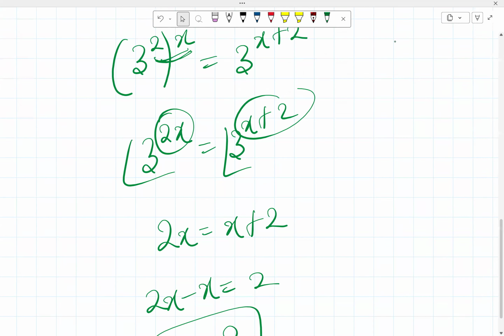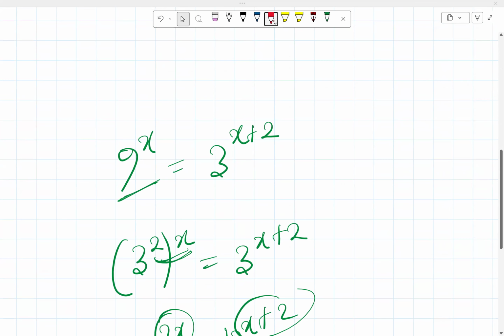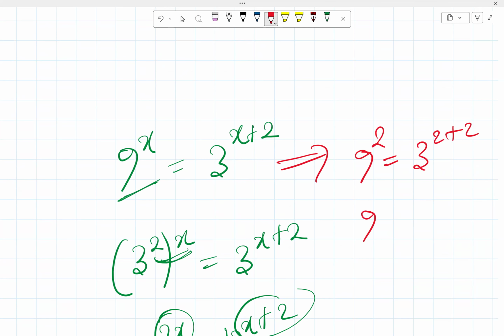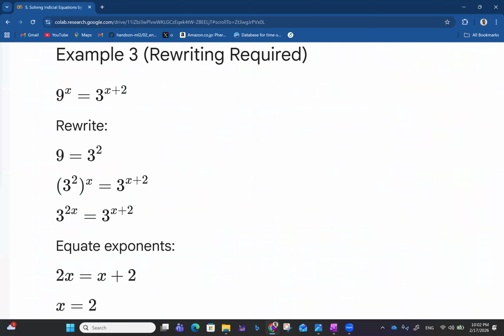And that makes sense because if you come back here and check, you have 9 raised to power 2, and that is 3 raised to power 2 plus 2. So 9 raised to power 2 equals 3 raised to power 4. 9 raised to power 2 is 81. 3 raised to power 4 is 81. So we are good to go. So you may have to rewrite the base if they are not the same.